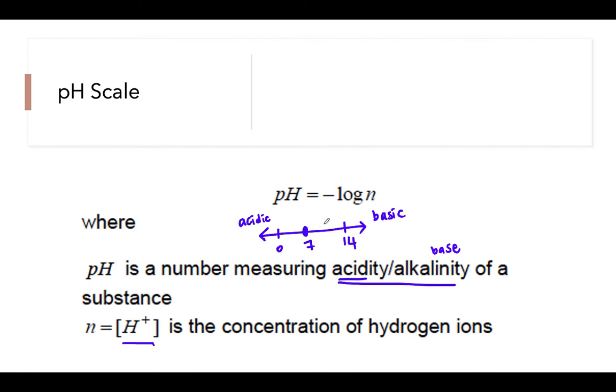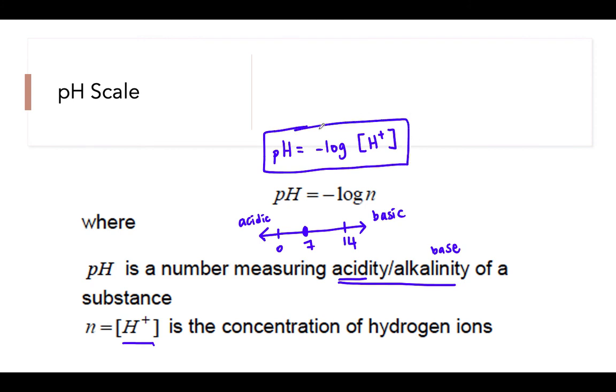Now, to find the pH, pH is equal to negative log N. N in this case is the hydrogen ion concentration, so I could rewrite it: pH is equal to negative log of the hydrogen ion concentration. This is a formula that you have to remember. The purpose of it is to figure out whether my substance is acidic or basic.